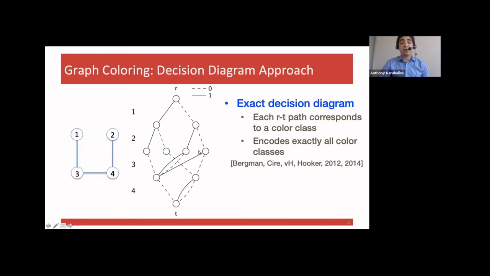So given a graph, an exact decision diagram is an auxiliary graph that encodes exactly all of the possible color classes as r-t paths in the auxiliary graph. For example, this r-t path would represent the color class 1, 2, where the solid arcs are indicating which vertices are chosen in our color class.